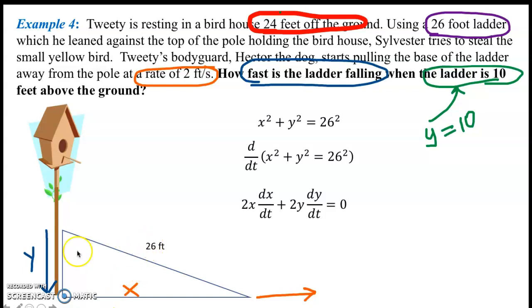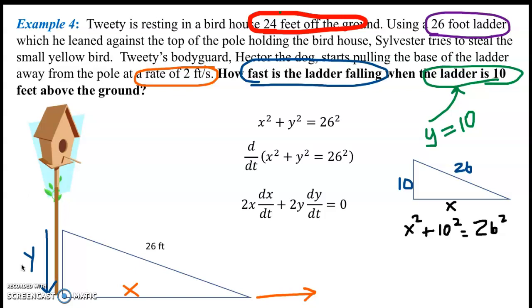If at this particular instant in time, y is equal to 10, then we could draw this little triangle and say, okay, y is equal to 10, the ladder is 26. What would the value of x be at that particular point in time? I could use the Pythagorean theorem, x squared plus 10 squared equals 26 squared, and get x equals 24. So at this particular point in time, x is equal to 24. Now notice I had to do this little side work to get this value in order to find the expression for how fast the ladder is falling.